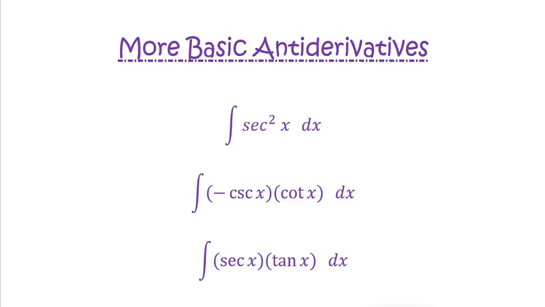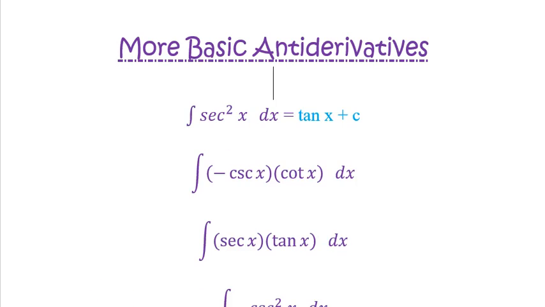Alright, this video is on more basic antiderivatives, and in the previous one we went over a lot of the basic antiderivatives just being reverses of the derivative rules that we know. So these are some we didn't hit in that original video. The first one is the integral of secant squared x dx, and the dx is part of this notation. You have to think what function gave us that as a derivative, and that is tangent x plus c.